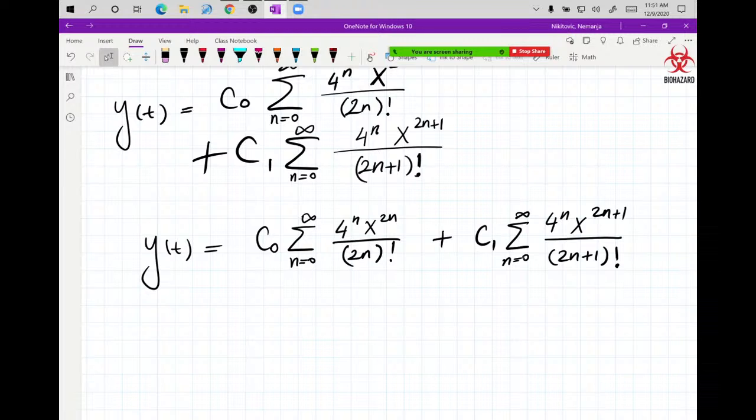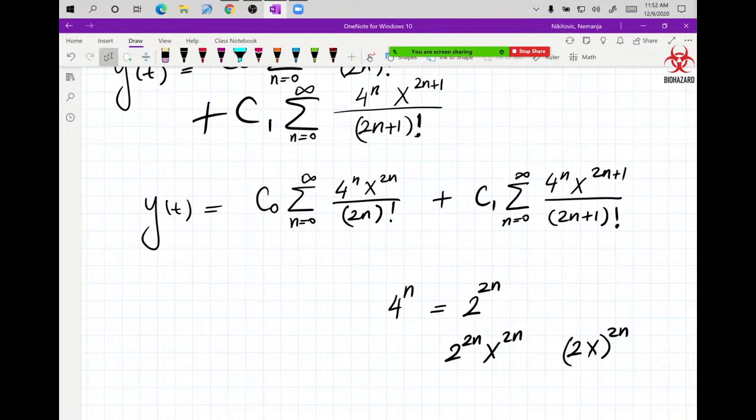Well, there is one more step that we have to use in order to make this a little bit more accessible, I guess. When you have your 4 to the n, you can write it as 2 to the 2n. And when you have 2 to the 2n times x to the 2n, you actually get 2x to the 2n. I'm not sure if you guys see that part. You should be seeing that part because that's algebra. It has nothing to do with calculus or anything like that.